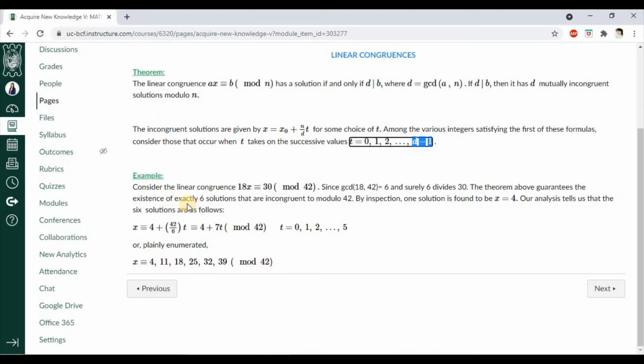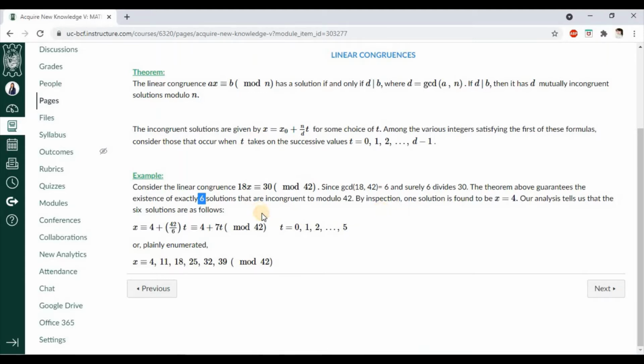Example. Consider the linear congruence 18x is congruent to 30 mod 42. Since the GCD of 18, which is your a, and 42, which is your n, is 6, and 6 divides b, okay? Ito yung condition natin, guys: d divides b. So, 6 divides b. b is 30. Therefore, it has a solution. And how many solutions are there? We have 6, so exactly 6 solutions that are incongruent modulo 42.